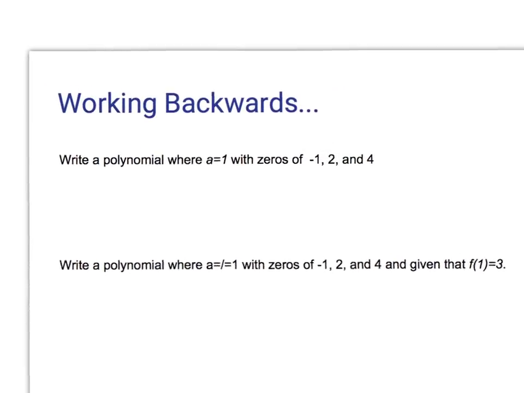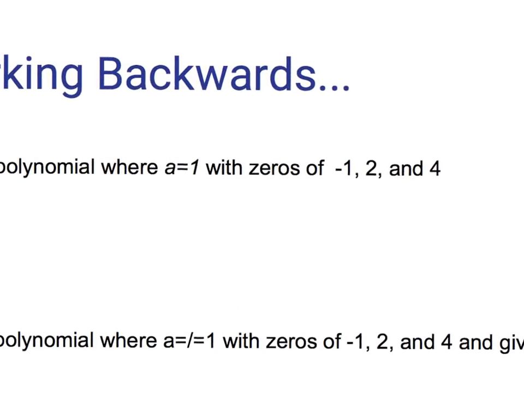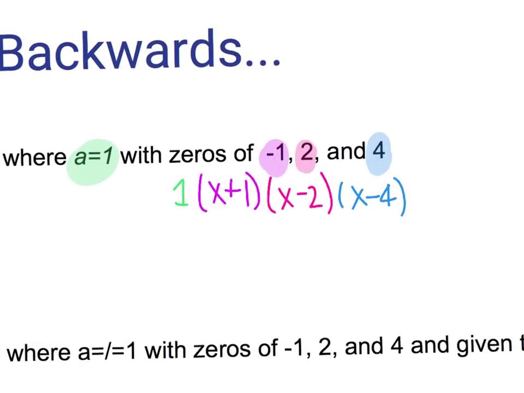So, if I know a polynomial, it tells me a is 1, that's important for something later. For now, we're going to ignore that information. With zeros of -1, 2, and 4, I can actually work backwards and write my polynomial. So if my zero is -1, my factor is x plus 1. If my zero is 2, my factor is x minus 2. And if my zero is 4, my factor is x minus 4. Now, this whole thing where it says a equals 1 tells me that there's a 1 right here in front of everything. Okay, well, that's easy enough to figure out.